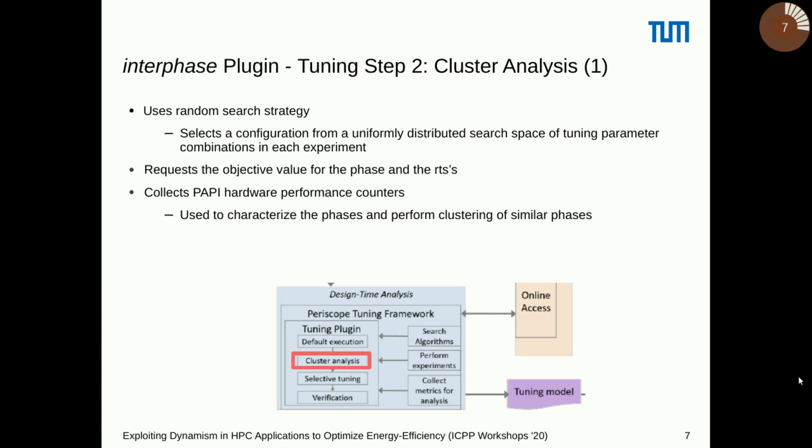In the second tuning step, which is the cluster analysis step, we select different features in order to characterize the behavior of the application.